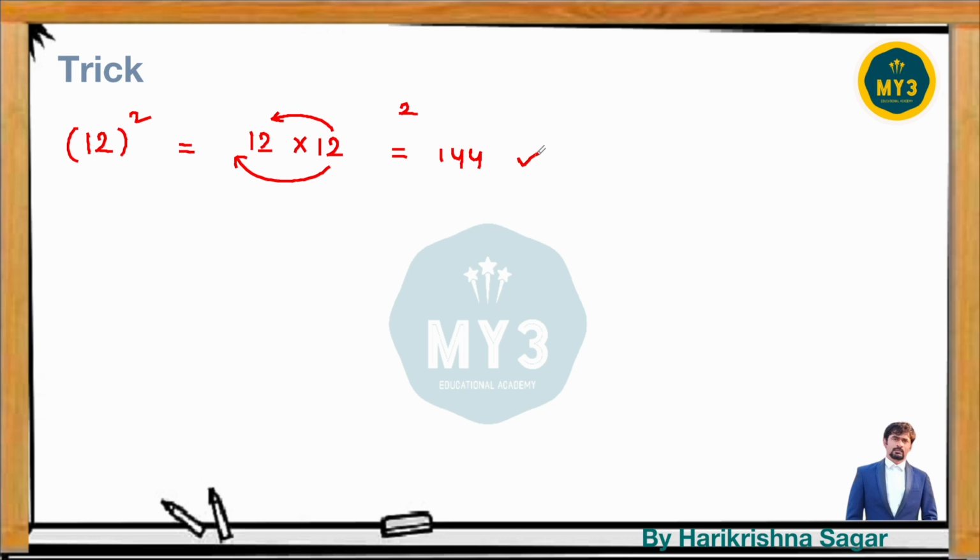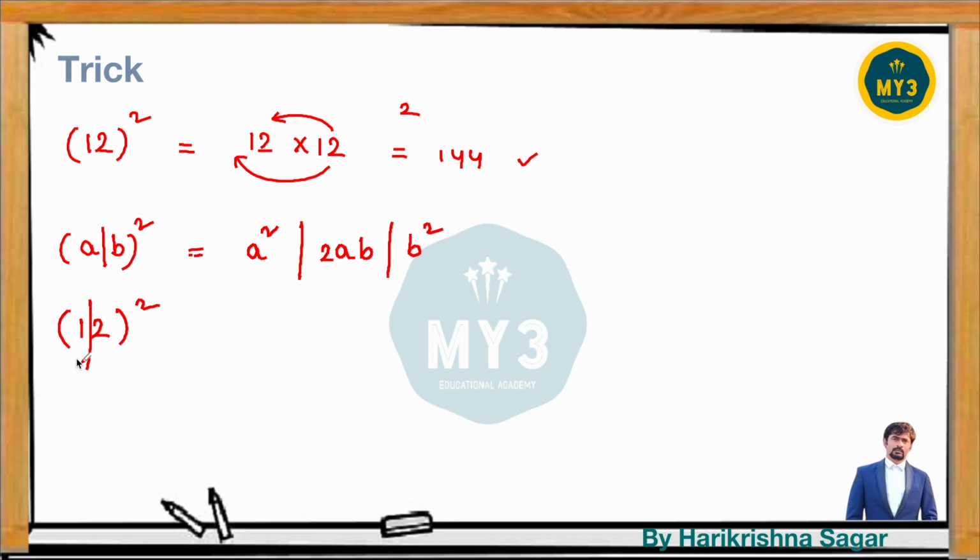Instead of doing the calculation like this, we'll try to use a simple trick to find out the square of a number. What is the trick is, I hope everyone knows a plus b whole square formula. What is a plus b whole square formula? (a + b)² is equal to a² + 2ab + b². Here I am trying to apply this formula of (a + b)² to find out the square of any number. For example, if it is 12 square, you split this number as like this. This is a and this is b and apply the formula.